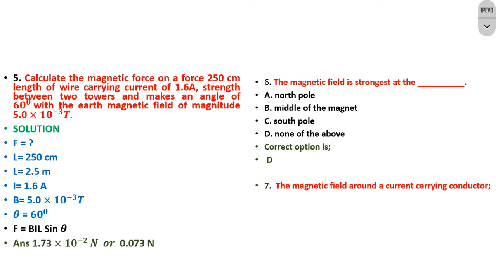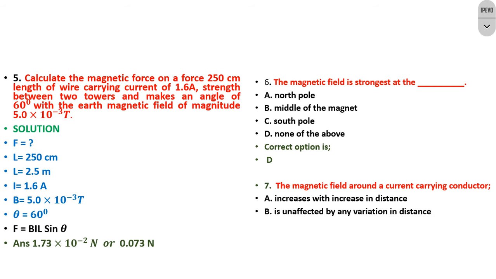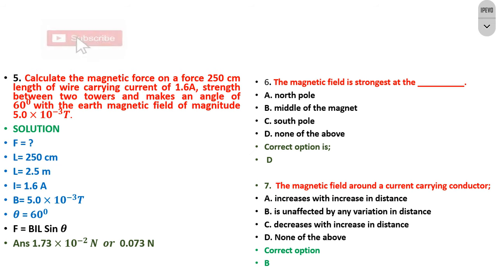This one says, the magnetic field around a current-carrying conductor: A, increases with increase in distance, B, is unaffected by any variation in distance, C, decreases with increase in distance, D, none of the above. The correct option is B, is unaffected by any variation in distance.